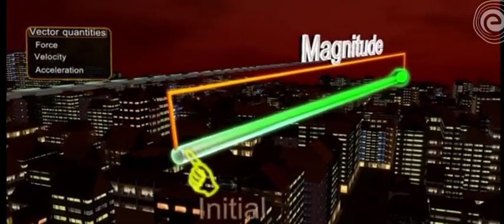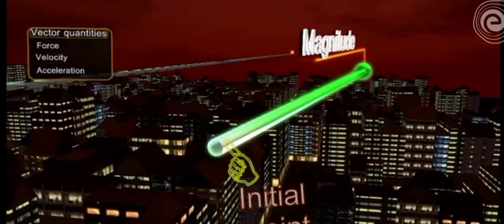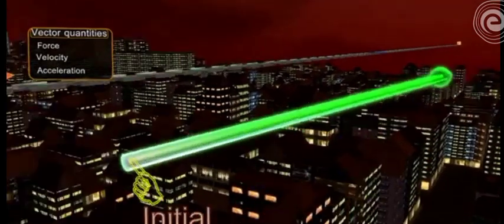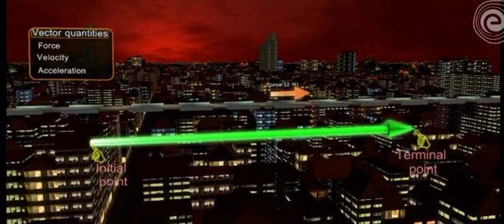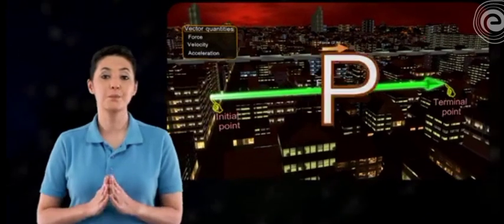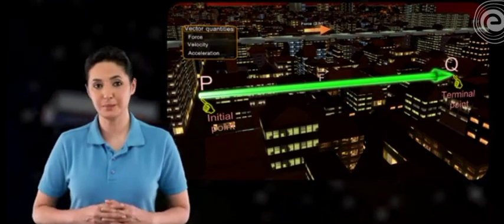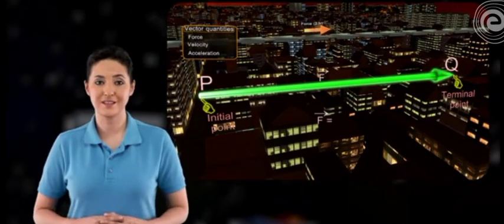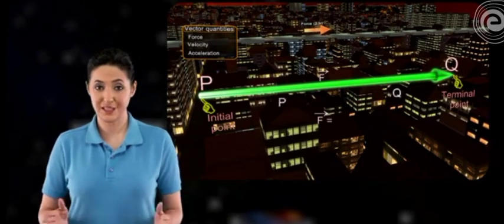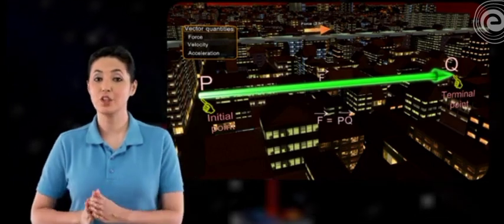The tail of the arrow is called the initial point of the vector, while the tip of the arrow is called the terminal point of the vector. If the force vector F has the point P as its initial point and point Q as its terminal point, we can write vector F equals vector PQ.